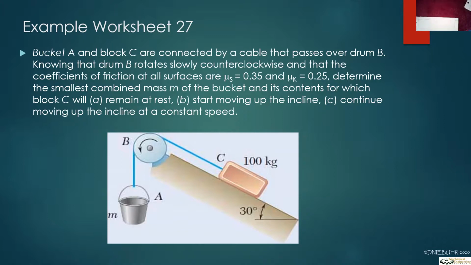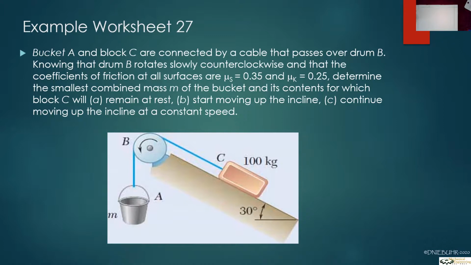So we have bucket A and block C connected by a cable that passes over drum B. The drum B rotates slowly counterclockwise, and the friction at all surfaces is 0.35 and 0.25. So not the bucket, I'm sorry, the drum. So the drum has belt friction on it. Determine the smallest combined mass M of the bucket and its contents for which block C will A, remain at rest, B, start moving up the incline, and C, continue moving up the incline at constant speed.